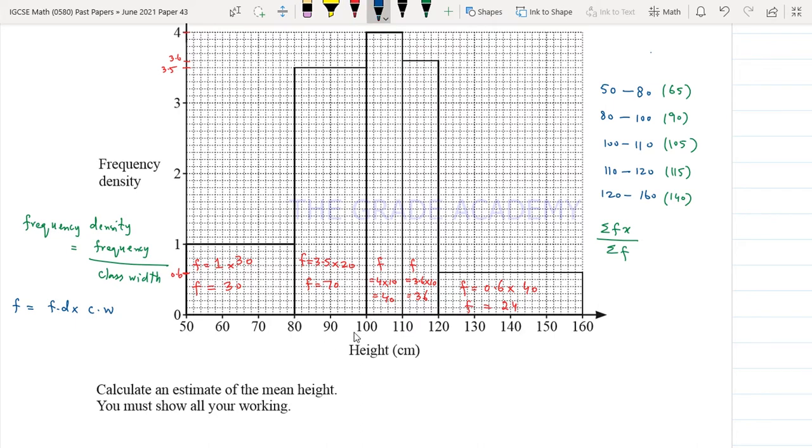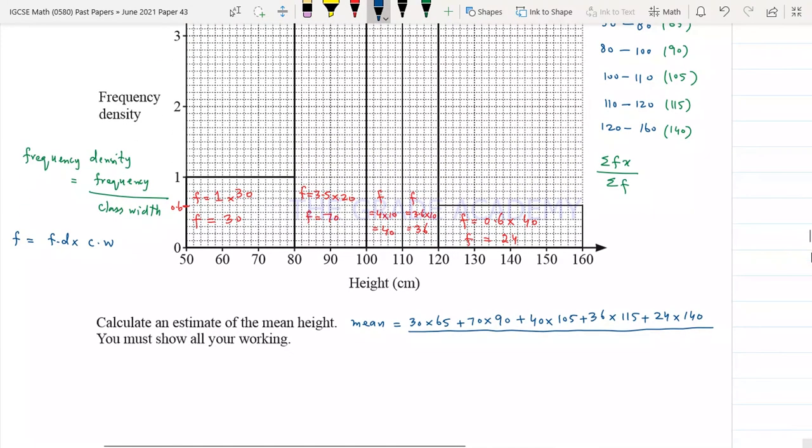So now we have all the frequencies of all the intervals. Now we can easily calculate the mean. So the mean now will be equal to 30 times 65. Now we are multiplying each frequency with the middle value of the interval or the class. We have already calculated the middle values over here. So mean is equal to 30 times 65 plus 70 times 90 plus 40 times 105 plus 36 times 115 plus 24 times 140. This whole thing divided by the total.